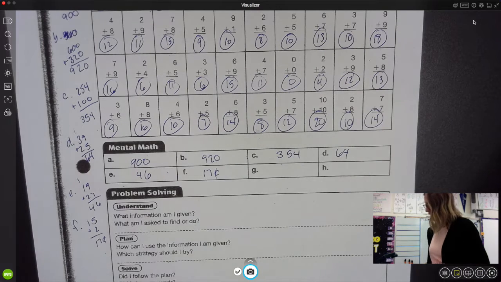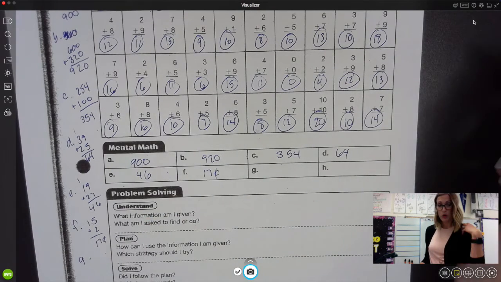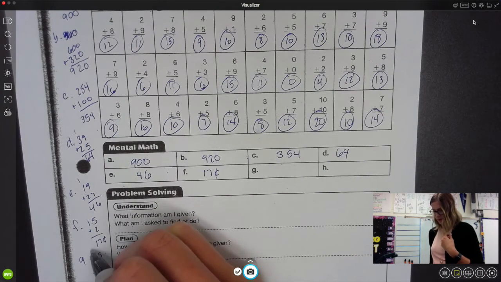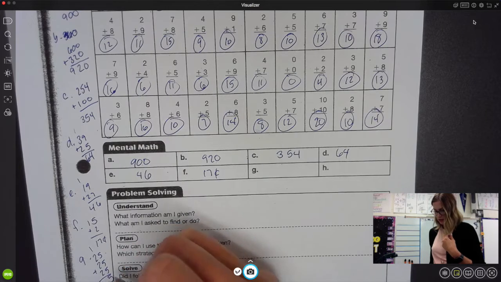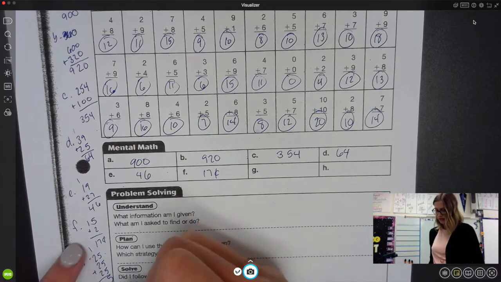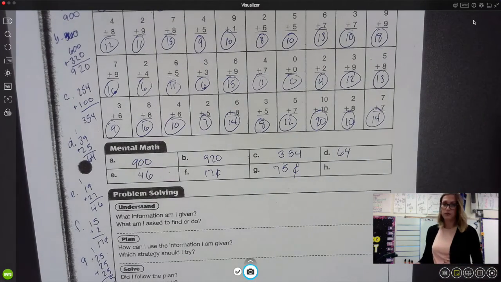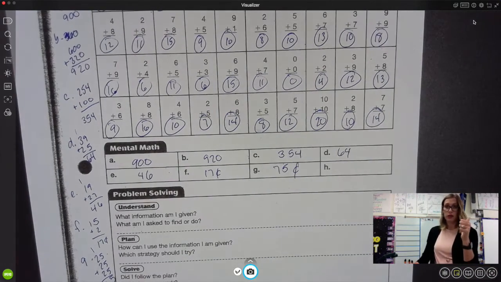G says, what's the value of 3 quarters? Remember, quarters are worth 25, so we could either do 25 plus 25 plus 25. 5 plus 5 plus 5 is 15. 1 goes up, 5 comes down. 2 plus 2 is 4, plus 2 more is 6, plus 1 more is 7, so we get 75 cents. Otherwise, if you're really good at counting by 25s, you can say 25, 50, 75, and you get 75 cents.